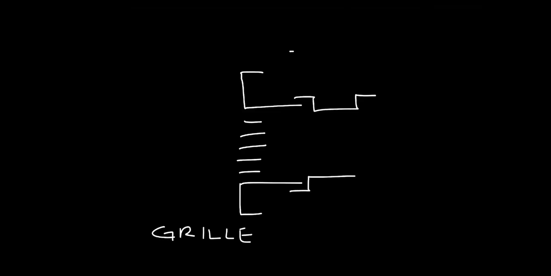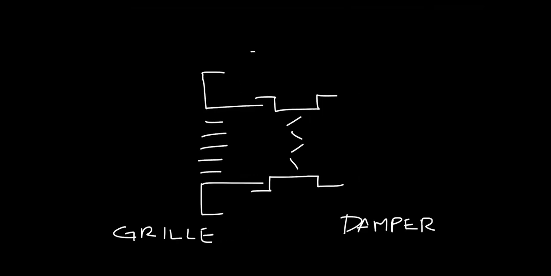Dampers are used on both grills and diffusers. A grill with a damper is called a register. In this context, register implies the ability to adjust the airflow through the grill. And while dampers are used just as frequently with diffusers as they are with grills, there is no special name for them. A diffuser with a damper is simply called a diffuser with a damper.